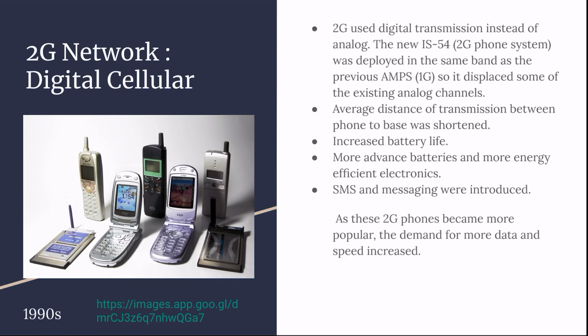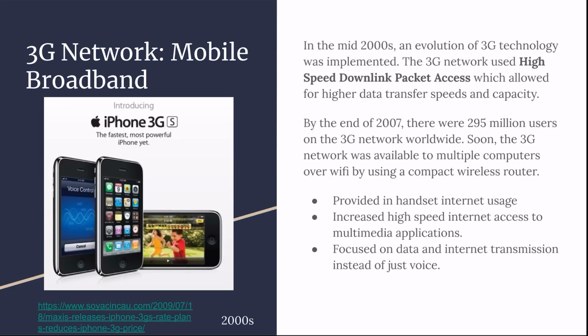The average distance of transmission between the phone and base was shortened when the switch from 1G to 2G happened. There was an increase in battery life. More advanced batteries meant more energy efficient electronics. Also, SMS and messaging were introduced. As these 2G phones became more popular, the demand for more data and speed increased, which leads us to the 3G network, which is mobile broadband.